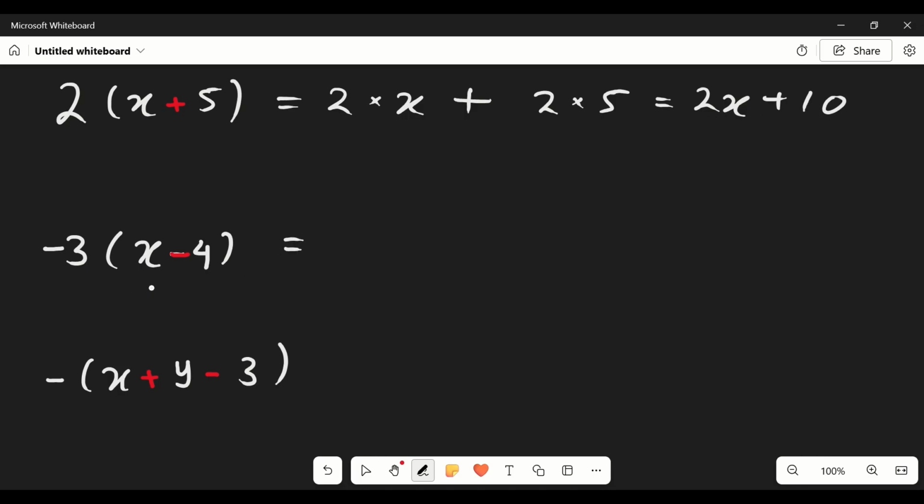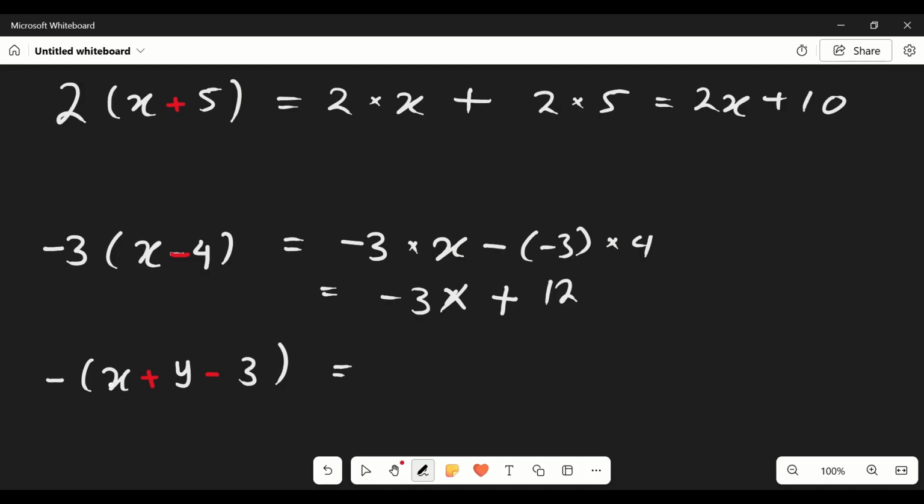Minus 3 times x minus 4. We can just use the same method. We get minus 3 times x minus 3 times 4. So we get minus 3x, minus, this is minus 3 times 4 equals minus 12, and this is a minus sign again, so we get plus 12.